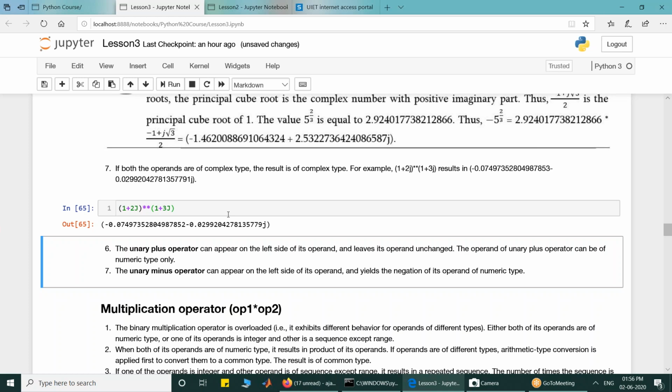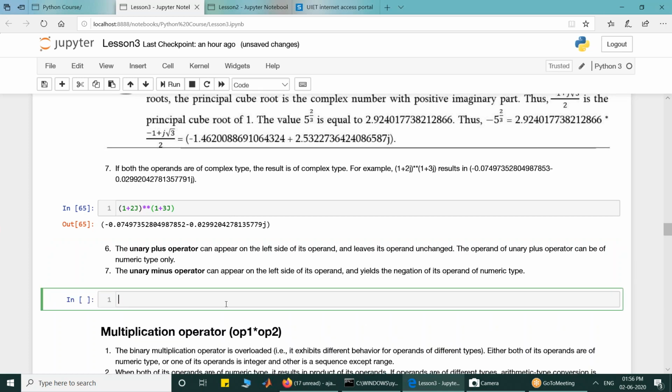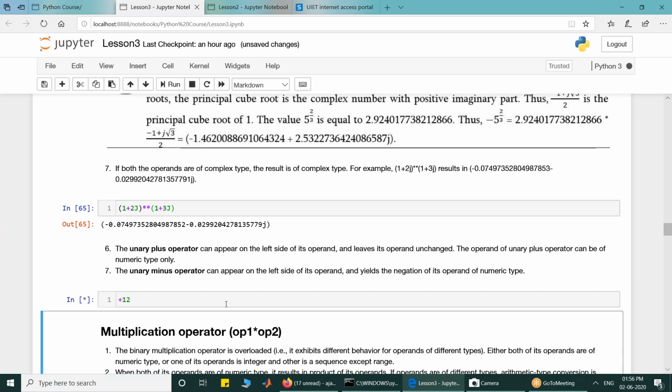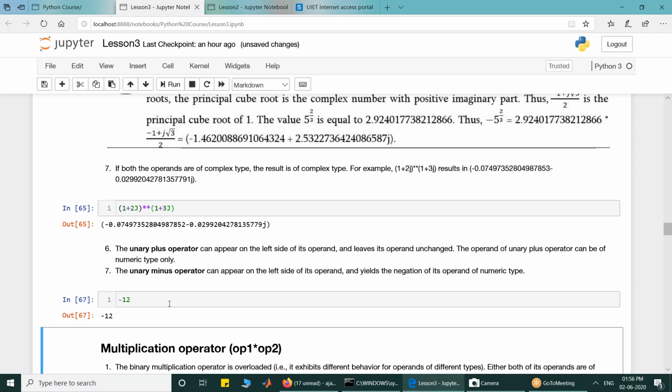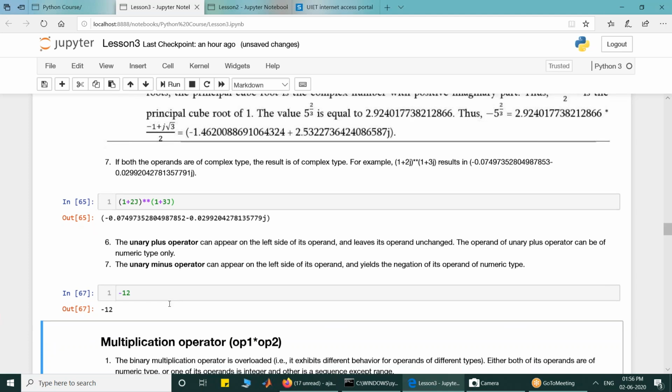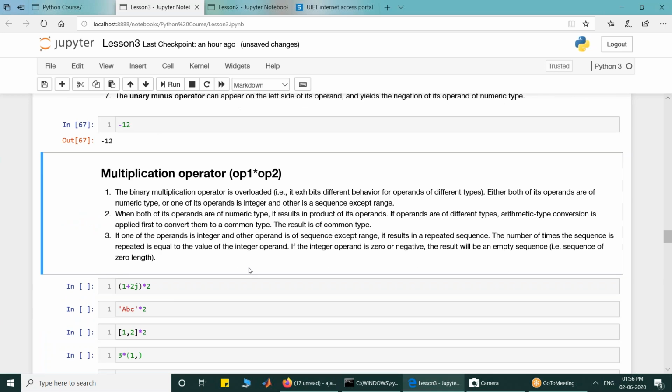The next operator is the unary plus operator. You know that whether you write plus 12 or whether you just write 12, this only means 12. So the unary plus operator as such is a dummy operator and does not perform any role. Then the unary minus operator: if you write minus 12, you are going to negate the value and get minus 12.